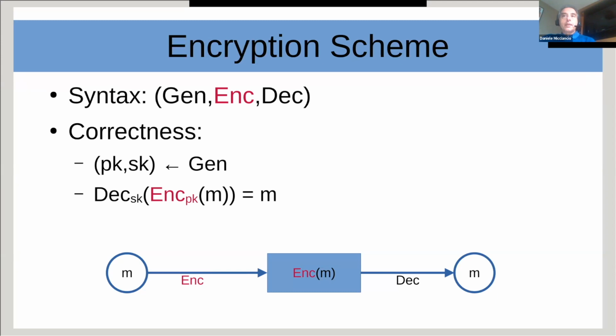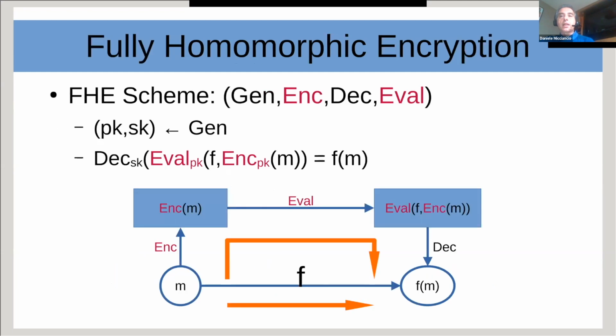Okay, so encryption schemes. You're all familiar with encryption. It has a very simple syntax consisting of a key generation algorithm, Gen, an encryption algorithm, and a decryption algorithm. And the correctness property of a standard encryption scheme is that after generating a pair of keys, a public key and a secret key, you take a message, you encrypt it to get a ciphertext C, and then you apply the decryption function to get back a message M, you will get exactly the same message M you started from. So this is the standard correctness requirement for encryption.